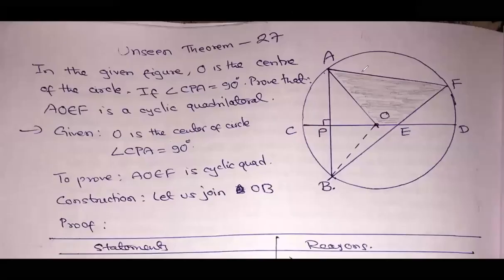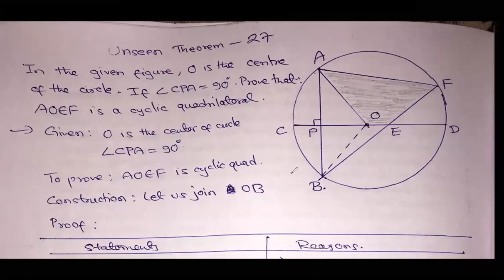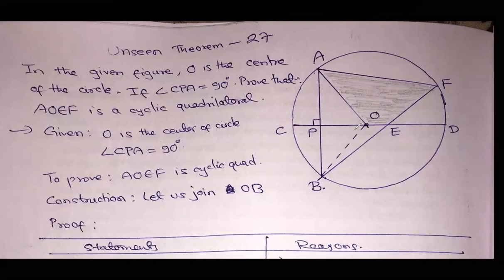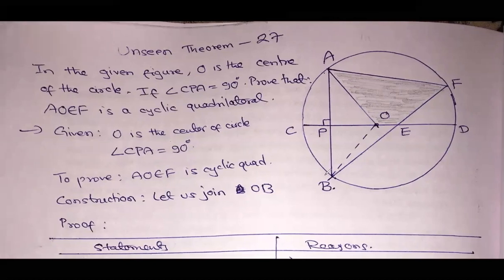So this is the quadrilateral I'm talking about. It is highlighted over here. So A, O, E, F are highlighted. Okay, this is the quadrilateral, and you need to prove it is cyclic. So construction is needed. For the construction, let us join O and B. So what will happen if we join OB? Okay, so let us go one by one.